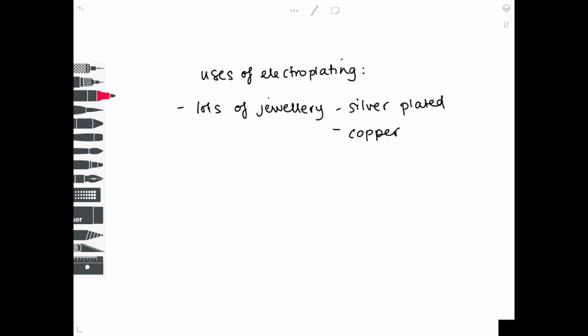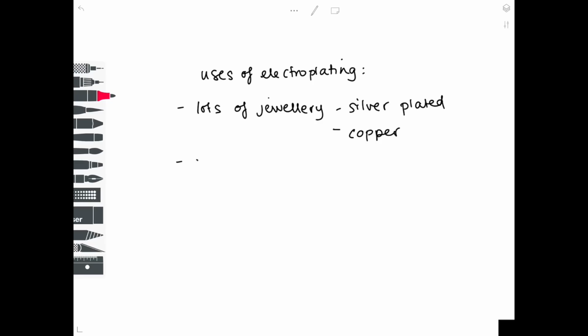So why would we want to do that? Well, because silver is exceptionally expensive. It's very rare. There isn't very much found within the Earth's crust. Copper is way cheaper. So if you make the bulk of the necklace from copper, add the silver plate, you get the same effect. Obviously, the quality won't be the same.